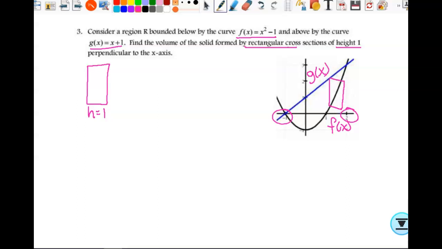Yes? You just think of those like them sticking out of the board, right? This is a square, but remember we're thinking about it like three-dimensionally like this. So this length, which would be this right here, how am I going to find this? We'll call this the base. G of x minus f of x again.